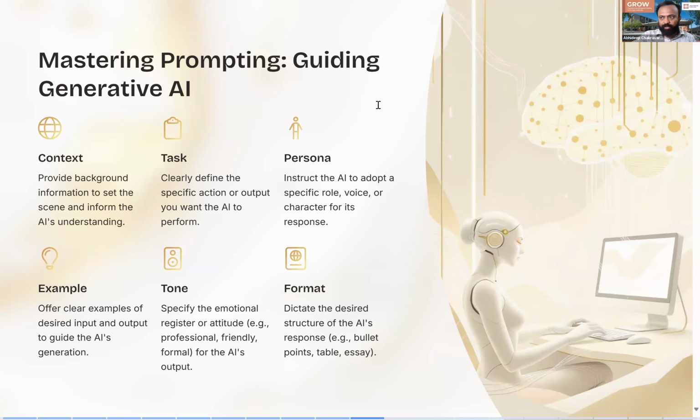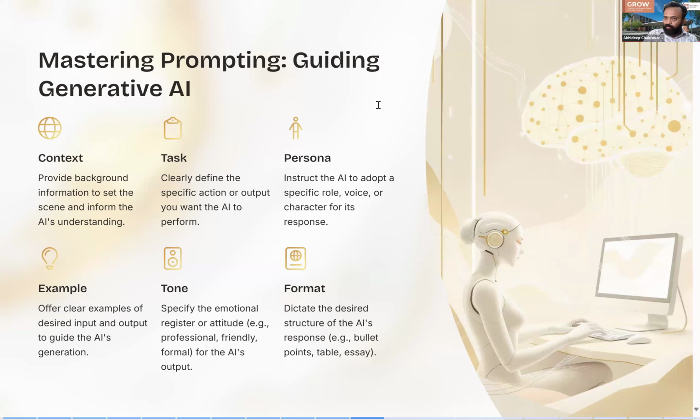But in the prompt, there is something called components of a prompt. There are majorly 6 components of the prompt. One is the context, where you give the background of the task. Then you give the task, and then you ask the model to take a persona.